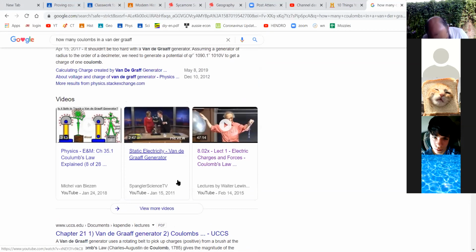So Van der Graaffs are dependent on the size of the sphere. So a 1 meter sphere will have 3 million volts. How can we work out the amount of charge in 3 million volts? Is there actually a reference? There may not be a direct connection.